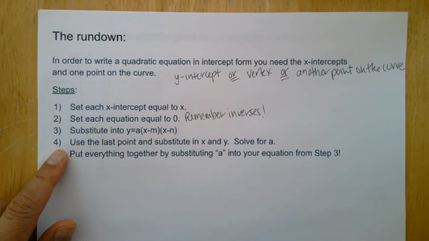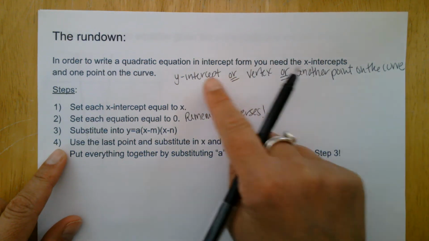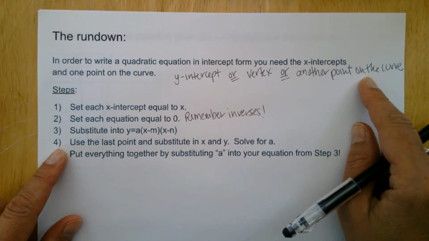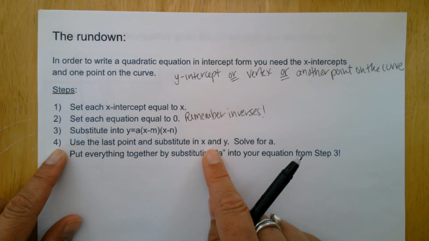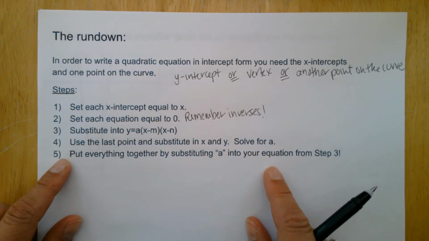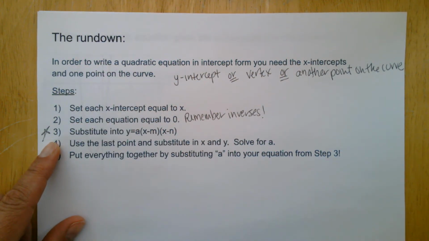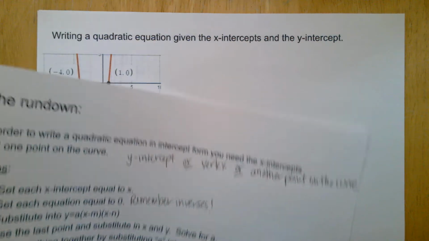Now on to step 4, use the last point, the point that they give you, either the y-intercept or the vertex or another point on the curve, and we're going to substitute the x and y and solve for a. Finally, we're going to put everything together by substituting a back into the equation we got for number 3. So let's go.